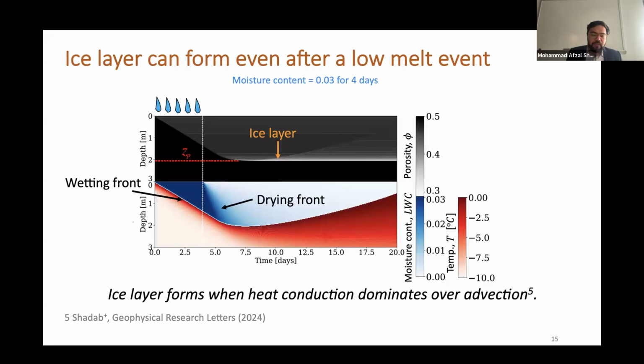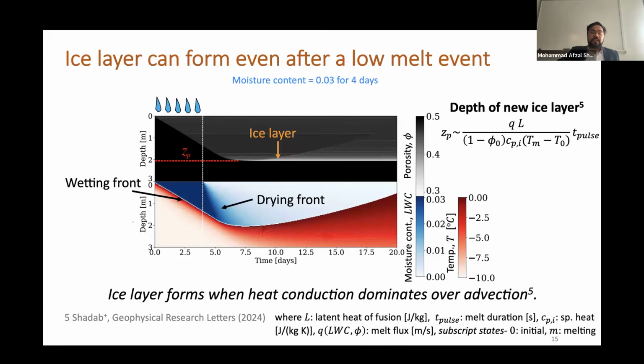Based on unified kinematic wave theory, we were able to find the depth of the ice layer. In that case, we get a scaling for the depth of the ice layer, and that depends on the meltwater flux Q at the surface, initial porosity of the firn, initial temperature of the firn, and the duration of the melt event. So in this case, we were able to use this theory to explain complicated simulations.